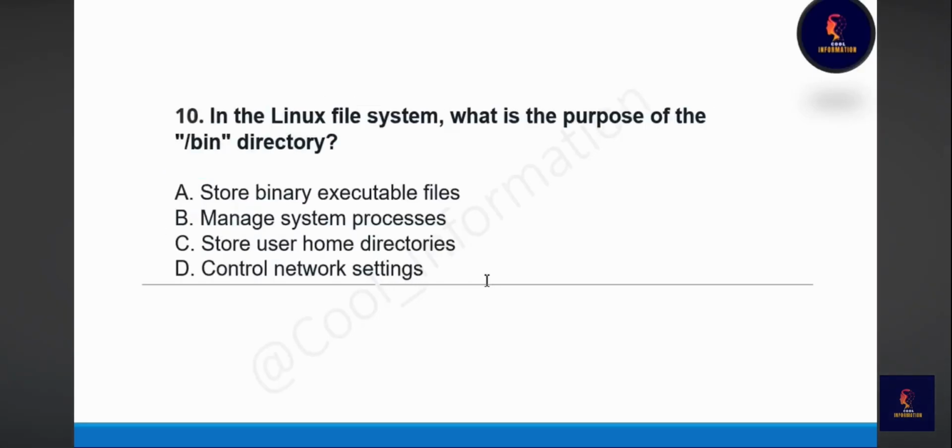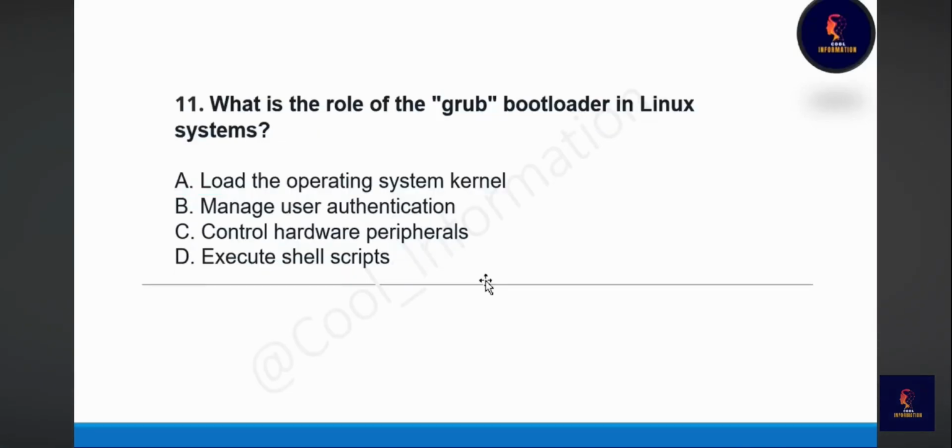Next question. In the Linux file system, what is the purpose of the /bin directory? Option A, store binary executable files. Option B, manage system processes. Option C, store user home directories. Last option is control network settings. Store binary executable files is the main purpose of the /bin directory. We have covered half of the portion. Moving to the next portion.